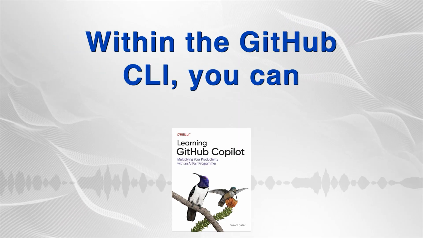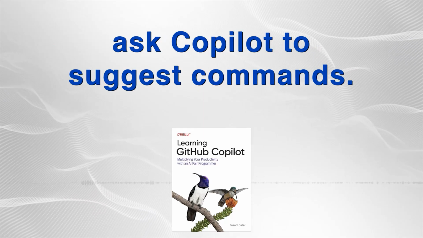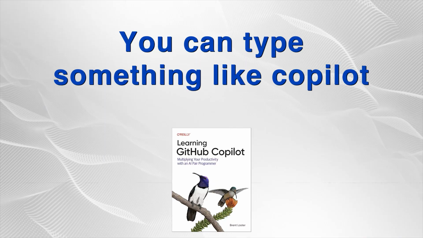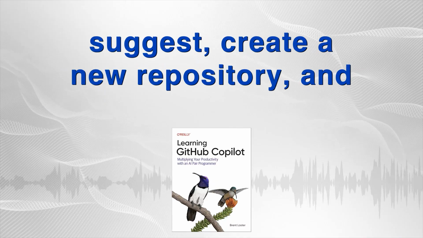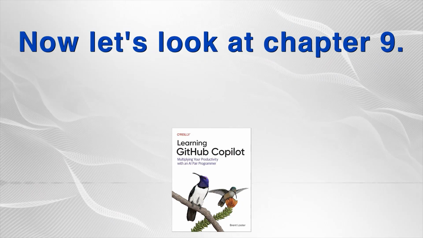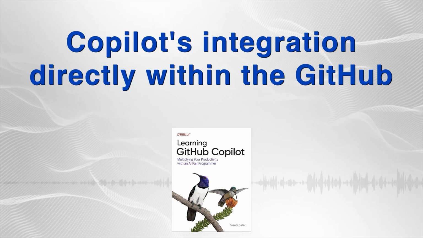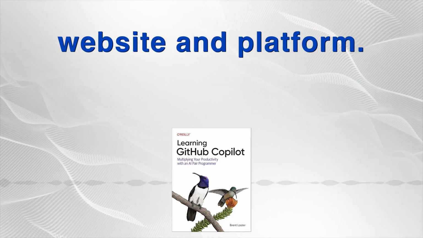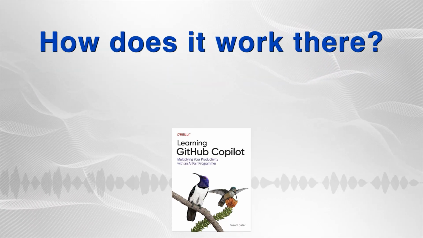Within the GitHub CLI, you can ask Copilot to suggest commands. You can type something like "copilot suggest, create a new repository," and it will give you the command and explain it. Now let's look at Chapter 9. Copilot's integration directly within the GitHub website and platform. How does it work there?